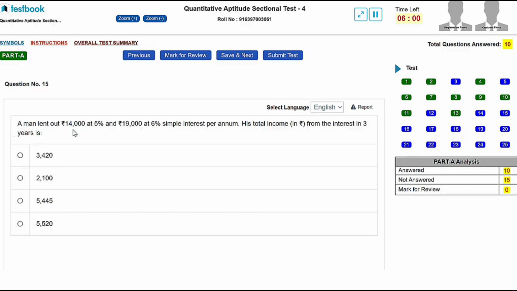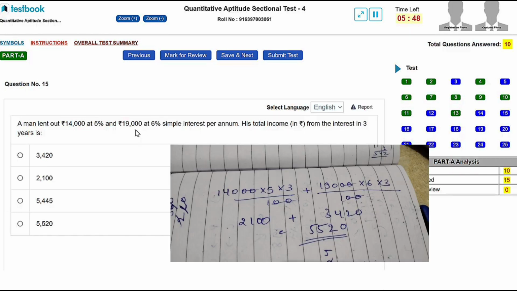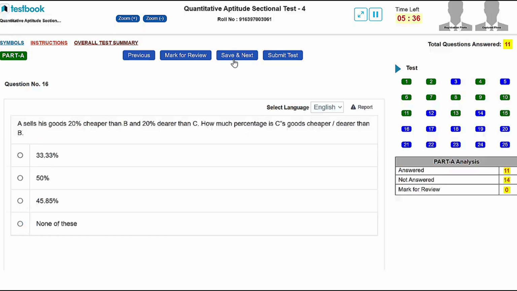A man lent out 14,000 at 5% and 19,000 at 6% simple interest per annum. His total income from the interest in 3 years will be 5520. This was very simple, completely formula based.